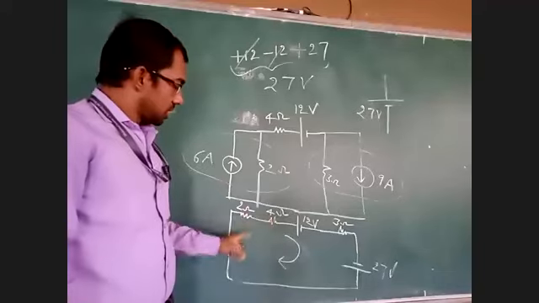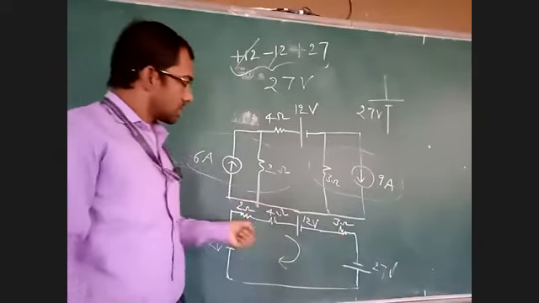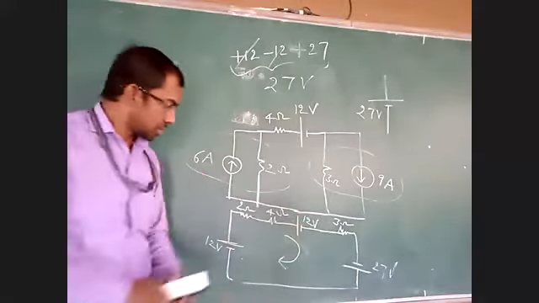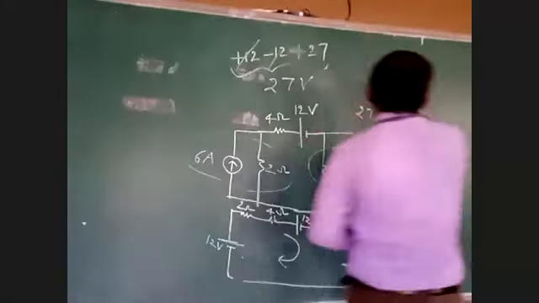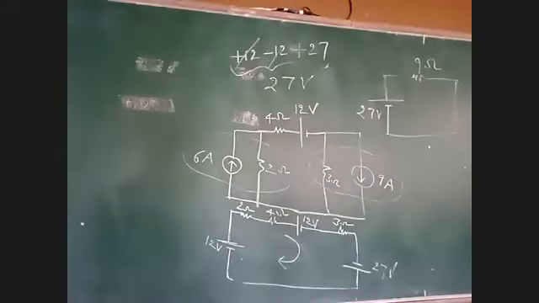And whatever the resistances, all are in series: 2 plus 4 plus 3. If resistances are in series, we will add the resistances. 2 plus 4 plus 3, how much? 9 ohms. So we have simplified the entire circuit into a single voltage source and a single resistance.